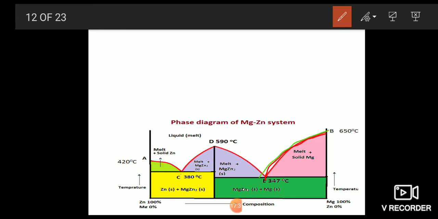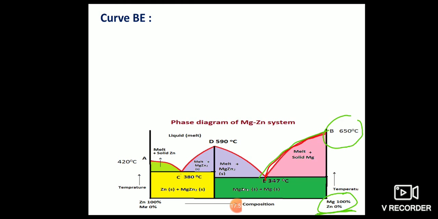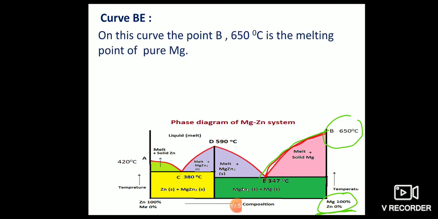Curve B. Now curve B starts with the point B, 650 degrees Celsius, which is the melting point of pure magnesium, 100% magnesium. Now the first point tells about that only. On this curve, the point B, 650 degrees Celsius, is the melting point of pure magnesium.